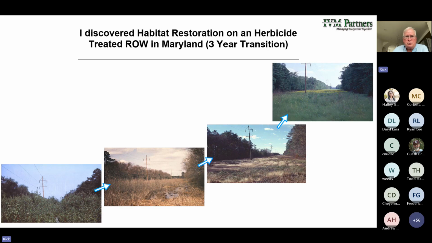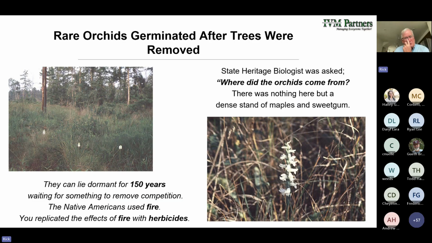Now, what got me interested in habitat restoration goes back to the beginning of my career in Maryland, when we treated a right-of-way, actually initially from the air and then touched up on the ground. And then we started getting white-fringed orchids popping up. And I called the Heritage Program in Annapolis, and I said, where are these things coming from? There was nothing here but maples, sweet gum, pine. And they said, well, we're finding out some of these plants can lie dormant up to 150 years.